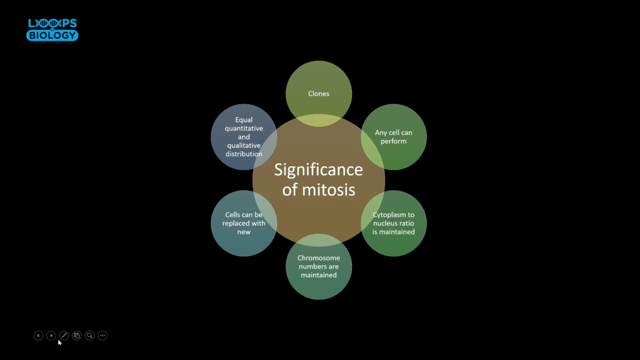All right. So let's move on to the significance of mitosis. Now, what is the significance? That means there is only a formation of clones. That means identical daughter cells are basically formed, which are identical to their parent as well. Then any cell can perform mitosis. Yeah, there is no ploidy restriction for mitosis to occur.